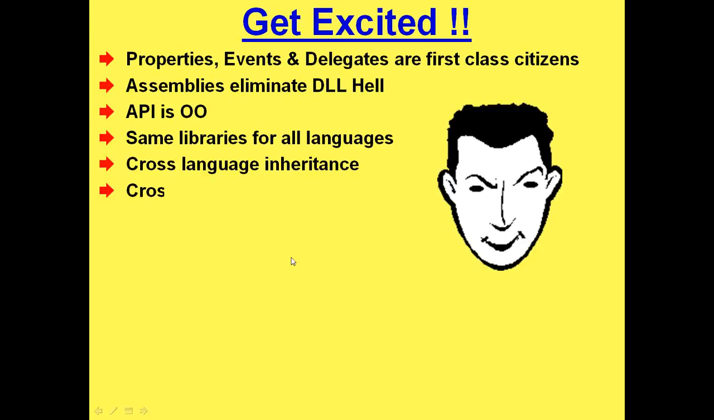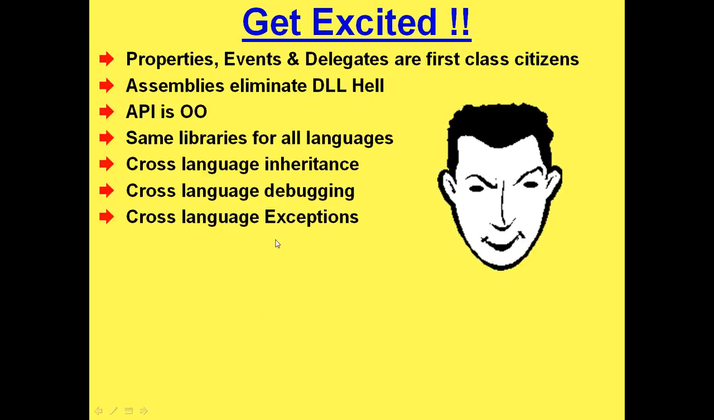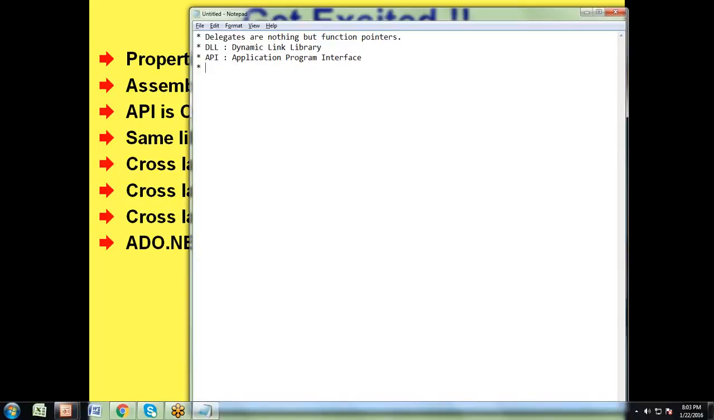Cross-language inheritance is allowed. Debugging is allowed. Exception handling is allowed. Exception means runtime errors. ADO.NET is better than ADO. ADO stands for ActiveX Data Objects.